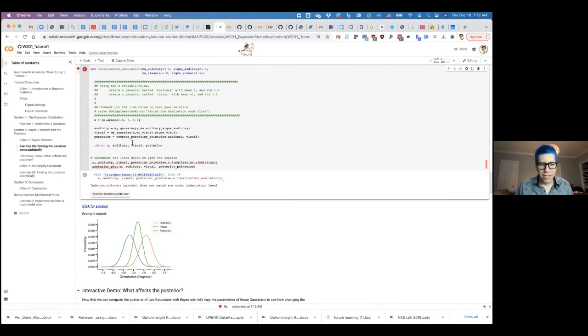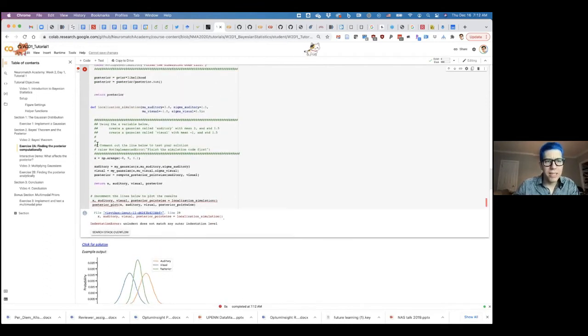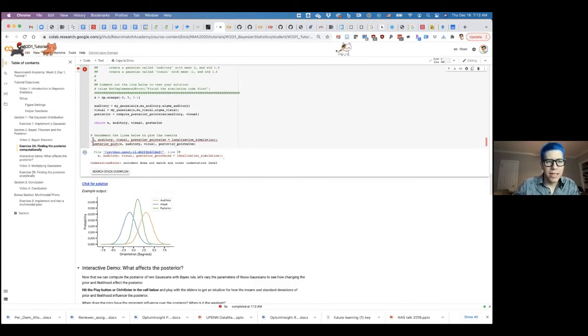Look, there's a mistake. There's an indentation error. Where's my indentation error? This should be one further to the right.